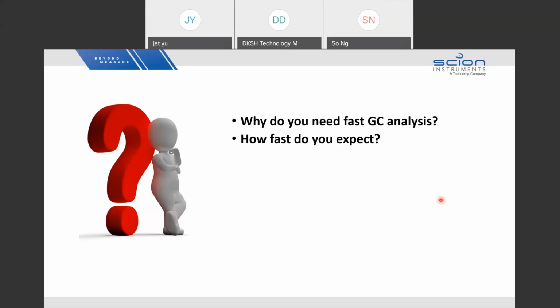Second, how fast do you expect? This is usually compared to your existing testing. There's no absolute fast. To some of you, maybe 30 minutes is already fast. But some of you may want 10 minutes or even 5 minutes. Could also be 1 minute, all possible. But there's no absolute fast for all applications. So before you make such a request, you have to look at your existing or current analysis time.